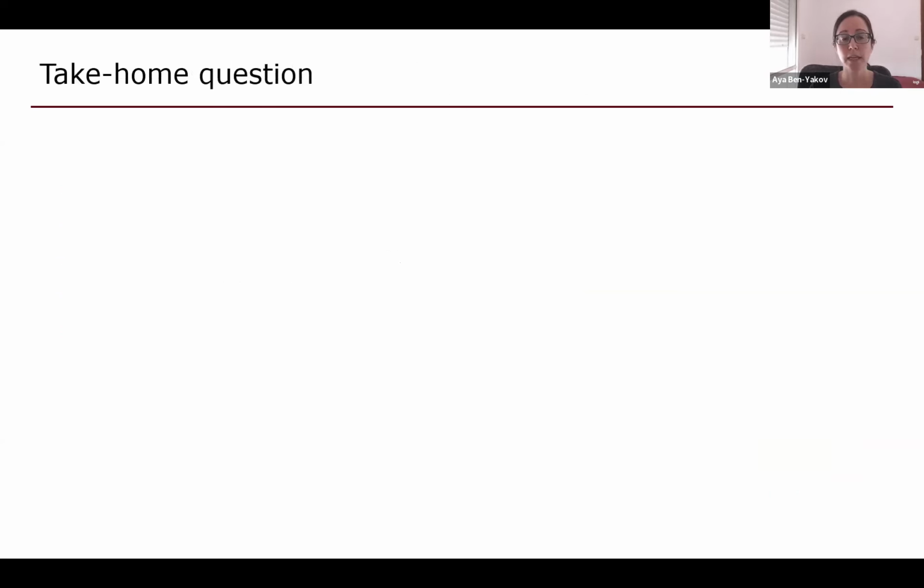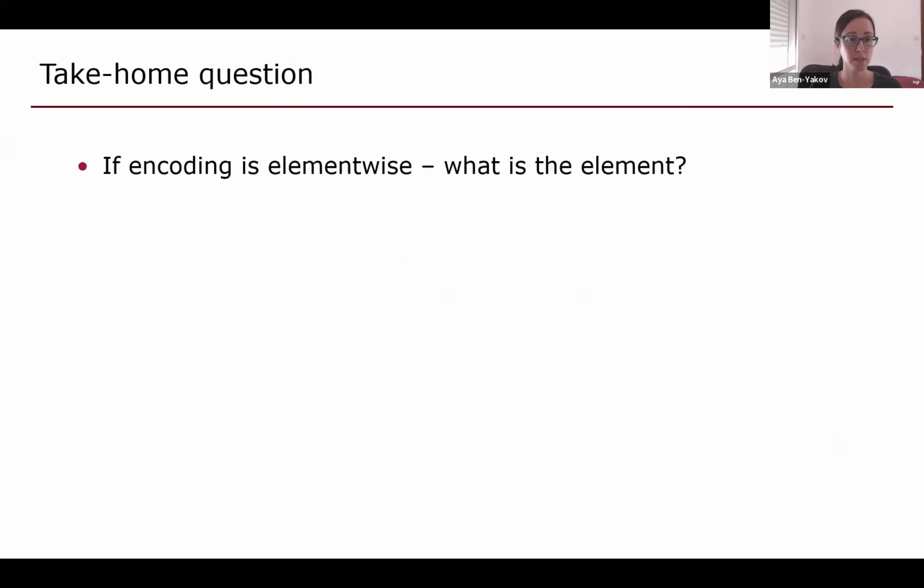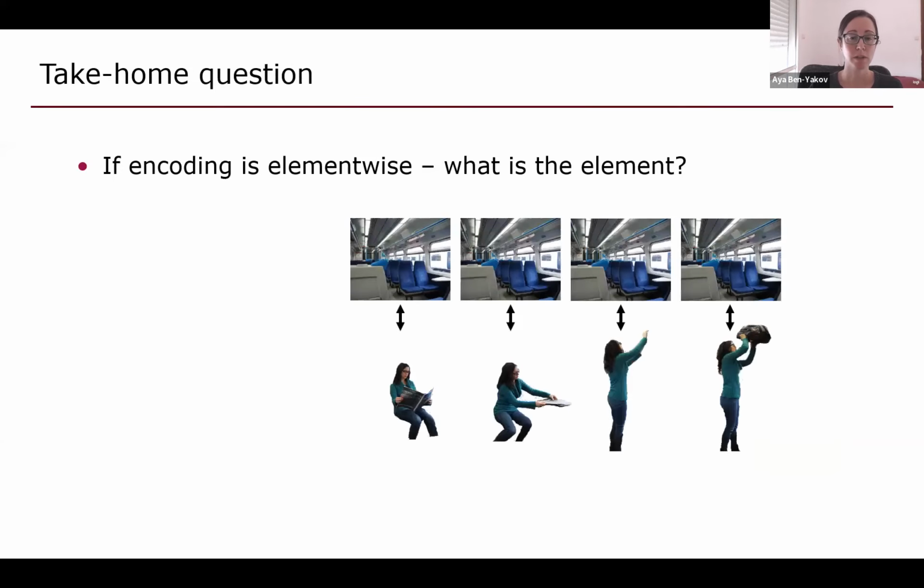And I'll leave you with a take-home question instead of a take-home message. If encoding is element-wise, what's the element that we're encoding? If we have continuous experience, do we encode every single moment? It seems that we would have to have some type of chunking.